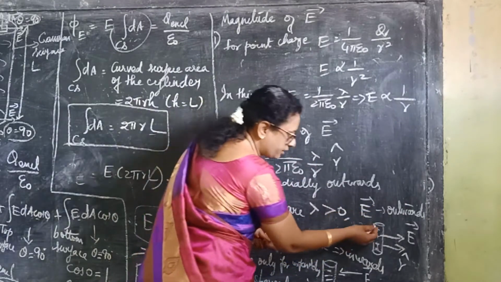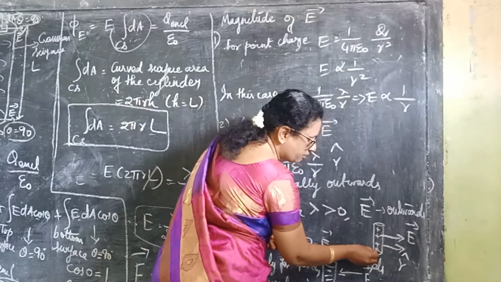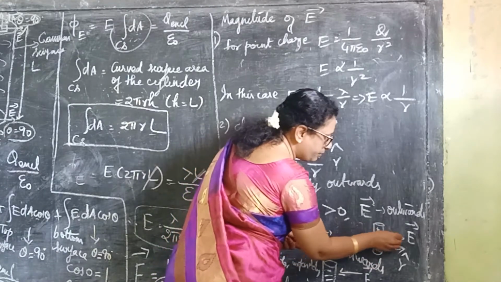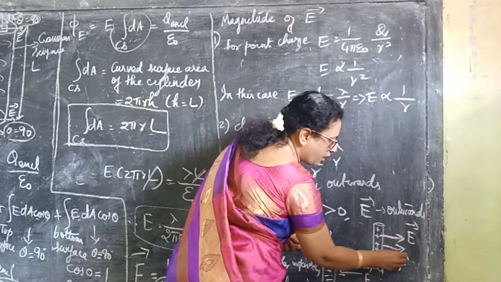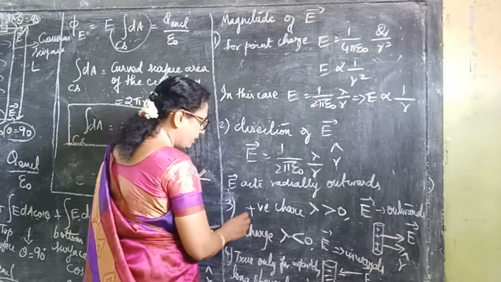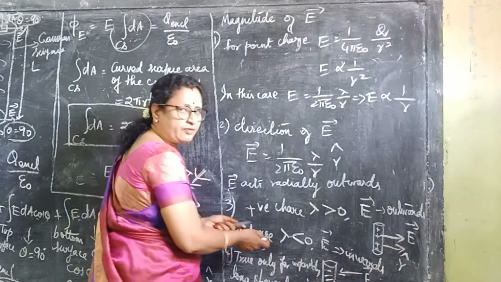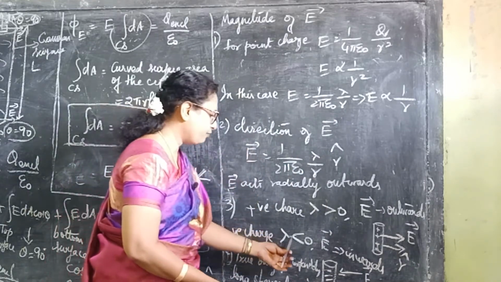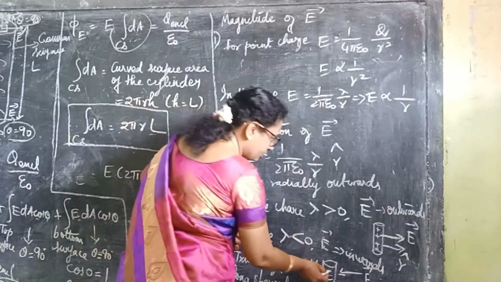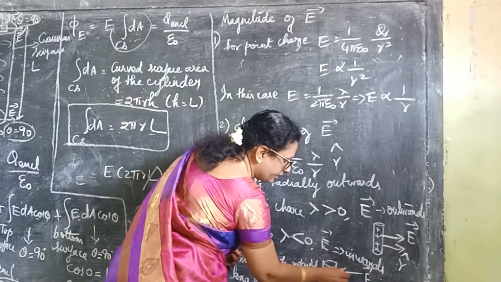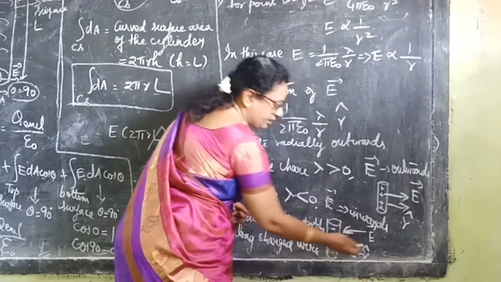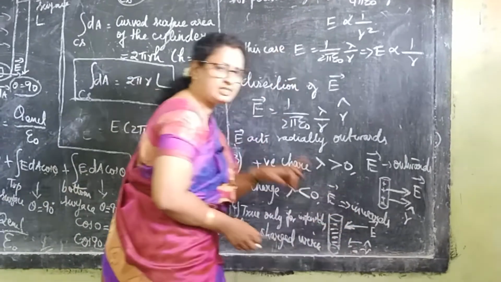How will you mention it in the diagram? This is the infinitely long charged wire having positive charge in it. E will be acting outwards in the direction of R, so it will act in the direction of R cap. Now, for negative charge, lambda will be less than 0. If lambda is less than 0, E will be acting inwards. For negative charge, E will be acting inwards. How is it acting? In the direction opposite to R cap, that is minus R cap.